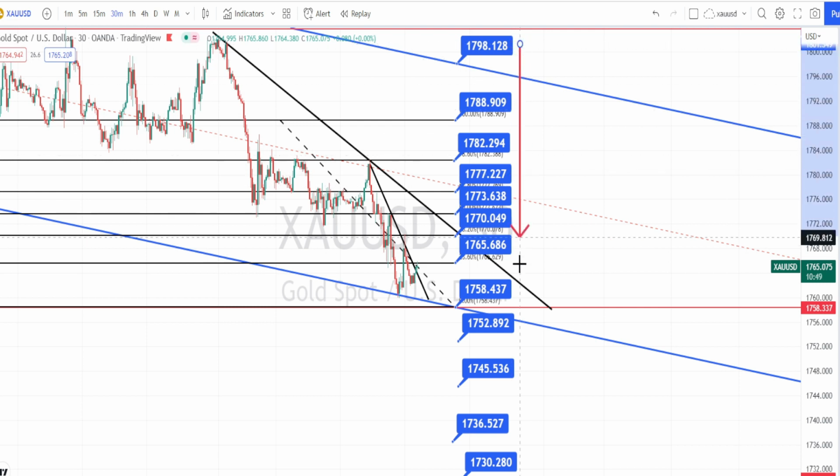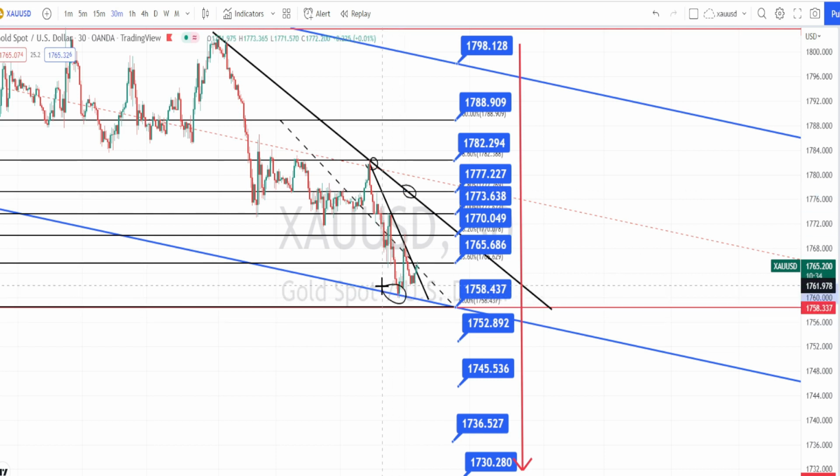So these are all the resistance and support levels for the 30 minutes time frame. Currently the price action is consolidating between this resistance line from the hourly time frame and the bearish channel support line from the daily time frame. Wait for a directional breakout in order to take a directional trade in the 30 minutes time frame also.